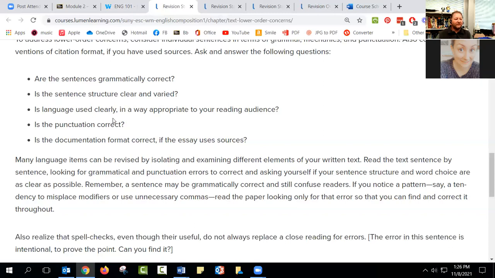Is the language used clearly in a way that's appropriate to your reading audience? And again, this goes back to that imaginary audience, right? Everybody should have an imaginary audience that you're writing to. It's nobody specific. You're not writing a letter to your mom or your grandma or something like that. But imagine whatever topic and angle you've taken, who would want to read something about that? Or who do you want to read something about that? And then are you using your vocabulary in such a way that it's going to make sense to them? Is it appropriate for them, right?